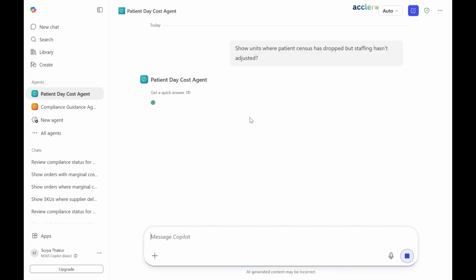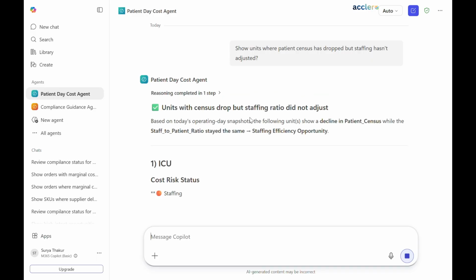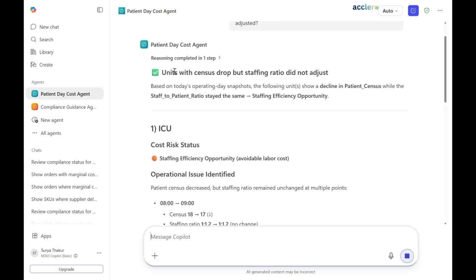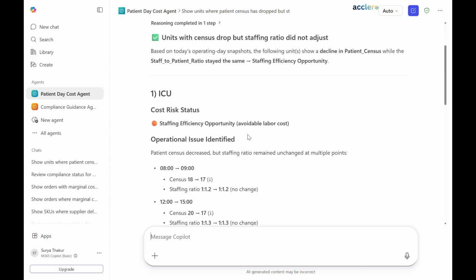Here, this agent identifies the ICU, where patient census and acuity have decreased, but staffing levels remain unchanged. Instead of waiting for end of the shift review, the agent recommends flexing staffing down and rebalancing the skill mix immediately. So you can see units with census drop, but staff ratio did not adjust.